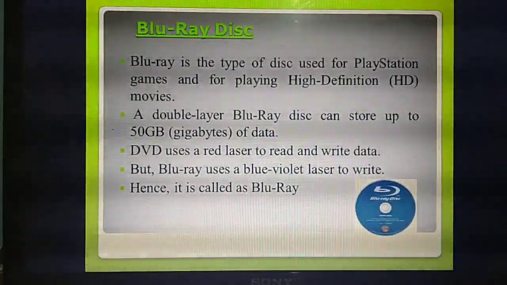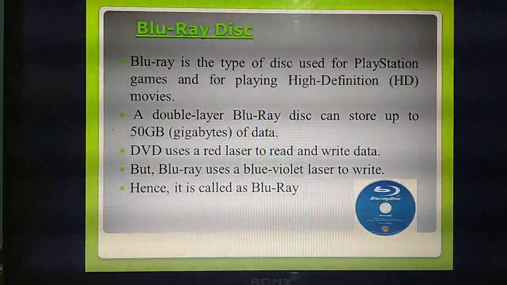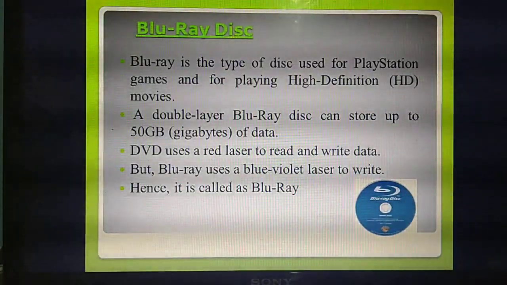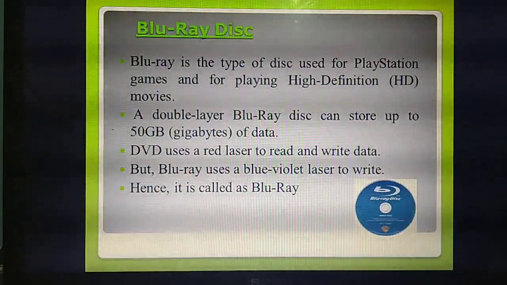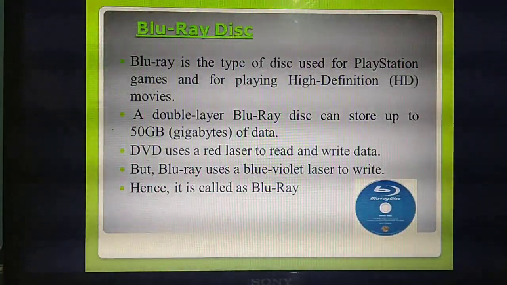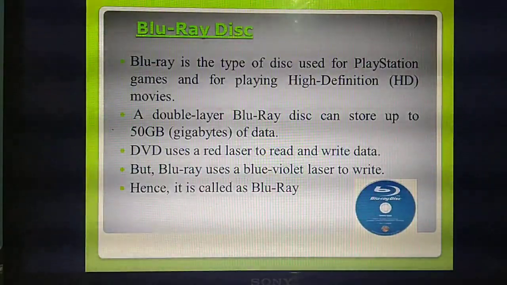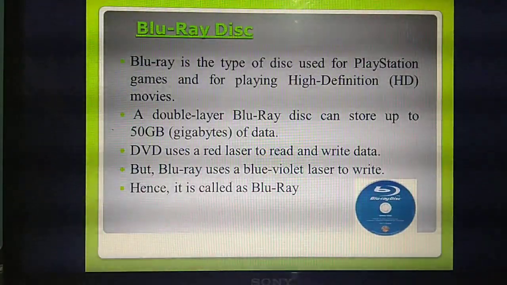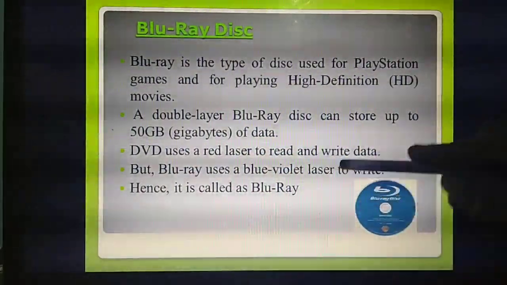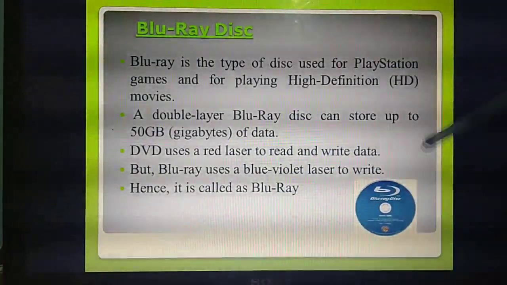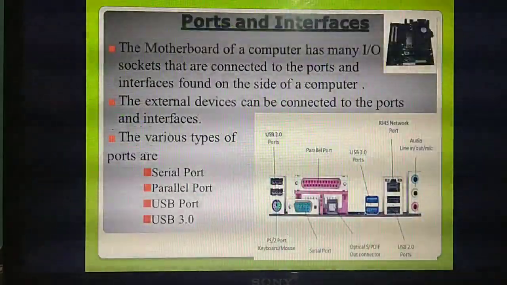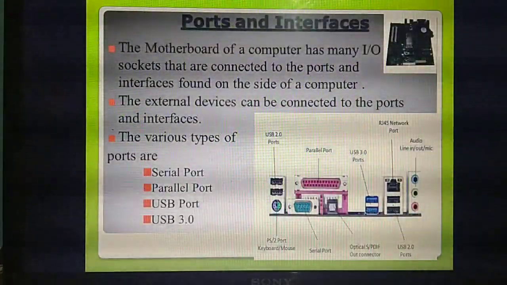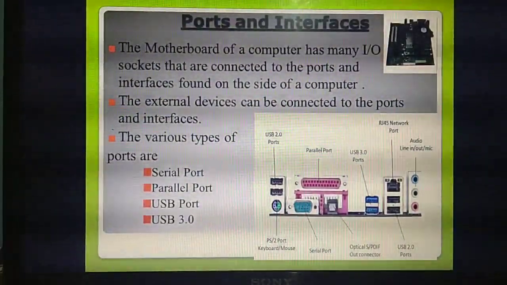Okay. So, only we are calling this disc a Blu-ray disc. Understand? So, in DVD we are using red laser for both read and write operations, the same red laser. But in Blu-ray disc, which kind of laser are you using? Blue-violet. So, only we are calling this disc a Blu-ray disc. Understand? So, next heading is ports and interface.